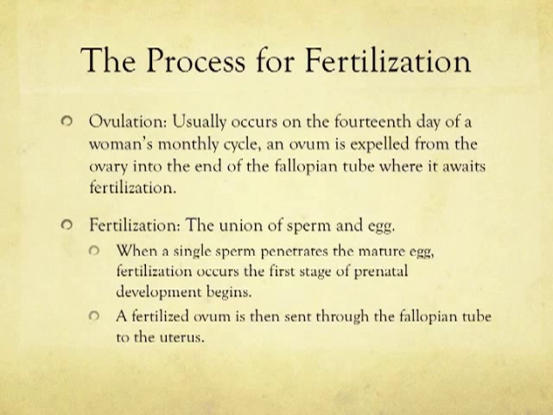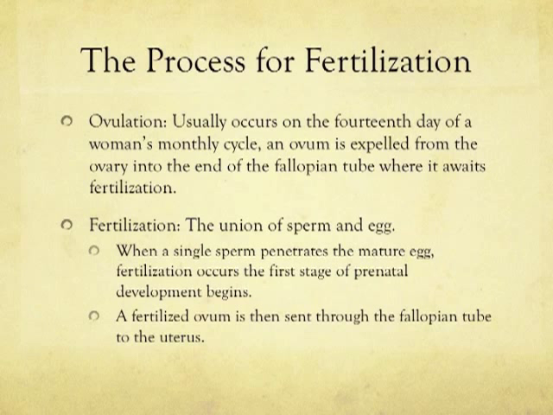The first step in fertilization is ovulation. Ovulation is the process in which an ovum or an egg is expelled from the ovary into the end of the fallopian tube where it awaits fertilization. Usually this occurs on the 14th day of a woman's monthly cycle, but it can definitely vary. Once the ovum is expelled from the ovary, it can be fertilized.